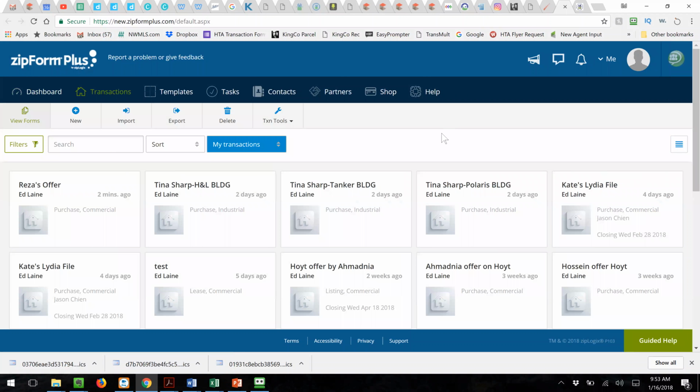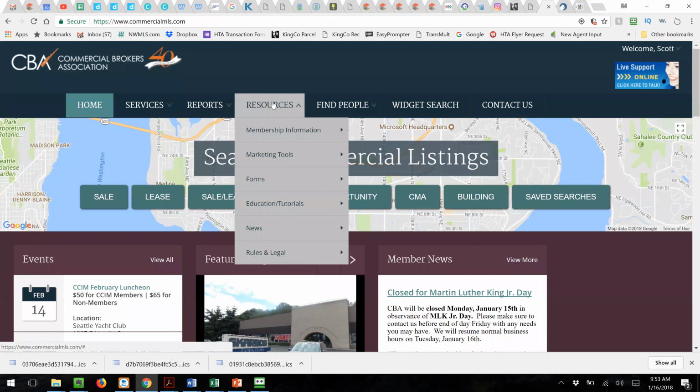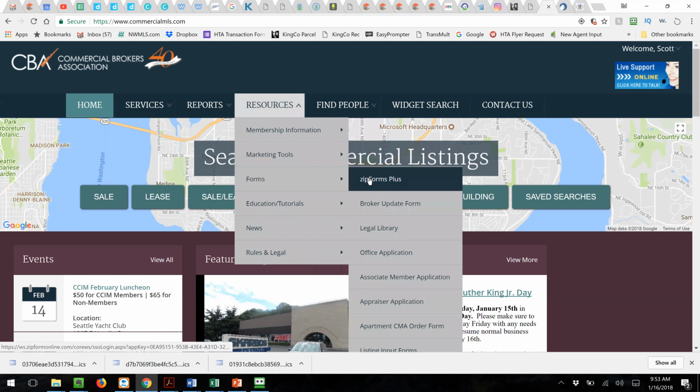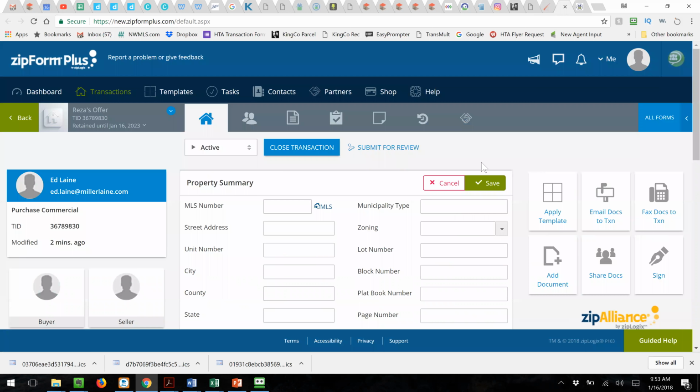So remember, we started by logging into SEBA. Then we went to Resources, Forms, ZipFormsPlus. When I clicked on that, it opened the ZipFormsPlus site. When you do it, it's actually going to prompt you for the username and password. My machine's cookied, so it's already there. Once you're logged in, you're just going to click on this box. It's going to take you into your folder of transactions.